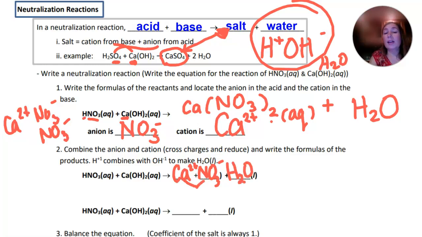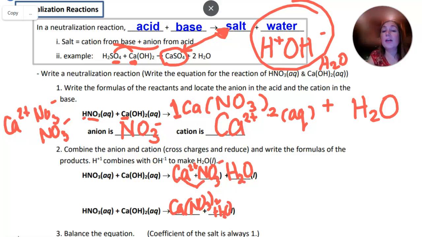Now, I'd rather just put them together right away, which is what I did. Ca(NO3)2, and then there's liquid water. So we need to go back and balance the equation, and the coefficient of the salt is always 1. We put a 1 here for calcium nitrate, but we need 2 of the nitrate ions, so we put a 2 here in front of HNO3.